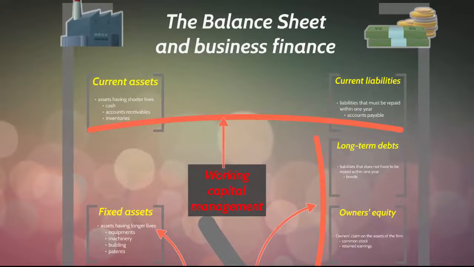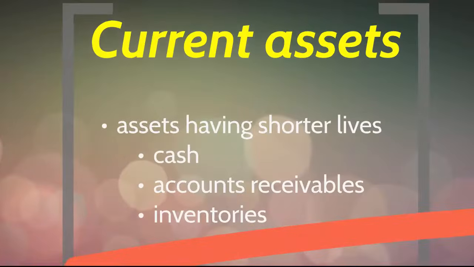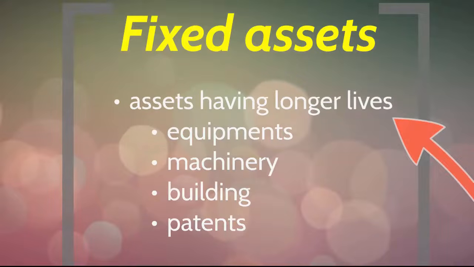If we focus on the left-hand side of the balance sheet, we have assets. Assets can be classified into two types: current assets and fixed assets. The current assets are the assets having shorter lives, usually less than 1 year. For example, cash, accounts receivable, and inventories. The other type of asset is the fixed assets, which have longer lives. For example, equipment, machinery, buildings, patents. These assets normally have a life of more than 1 year.